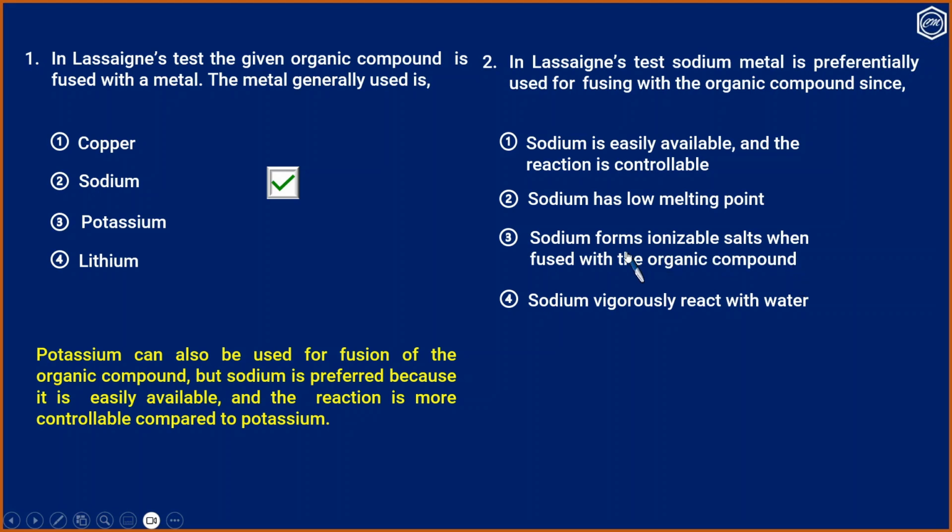We may choose the third option as the answer, but that is not the correct answer because potassium also forms ionizable salts when fused with the organic compound. So the correct answer is option 1. Sodium is easily available and the reaction is controllable.